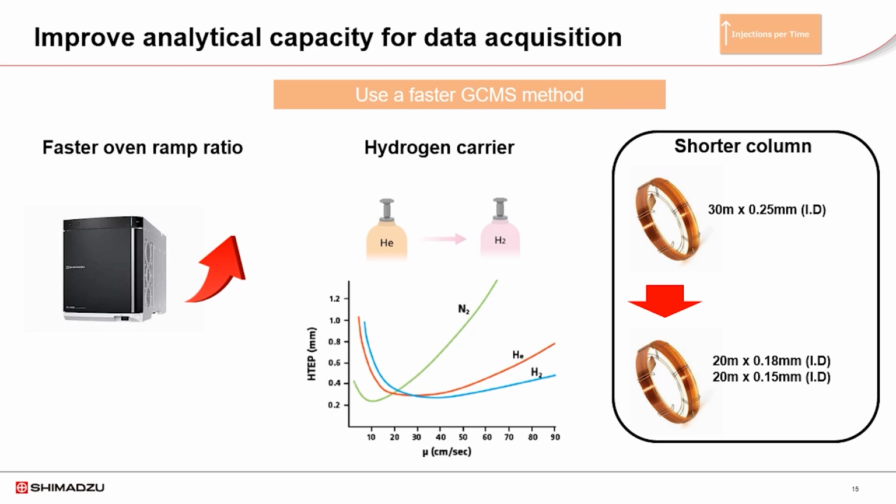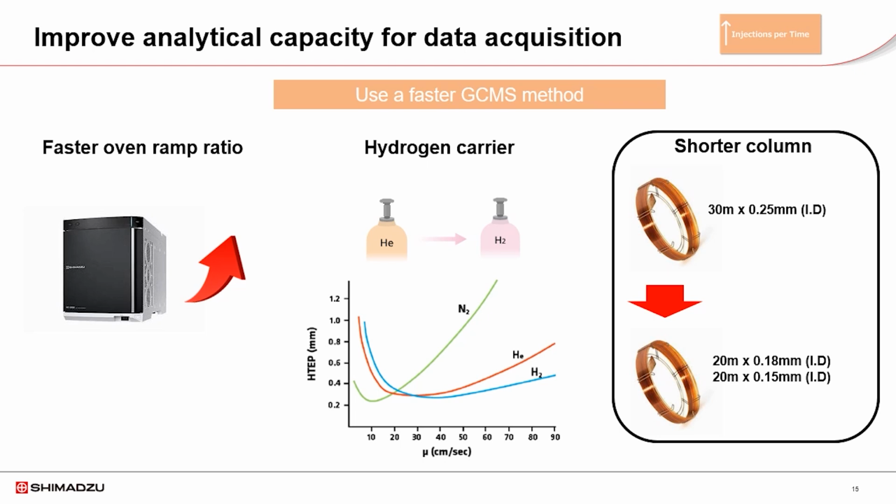The last one is using a shorter column. This is what I want to talk about in this webinar. When we can use a shorter column with the same theoretical plates, we can keep the same chromatography separation without any development. And also we can keep using helium, and not worry about interaction between the target and the carrier gas.